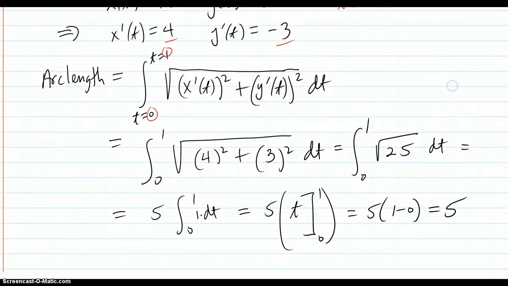putting in the numbers 4 and 3. You square those out. 16 plus 9 is 25. Square root of 25 is 5. Factor out that from the integral. Evaluate the integral, and you'll get 5 times 1 minus 0, which is 5, and it all checks out.